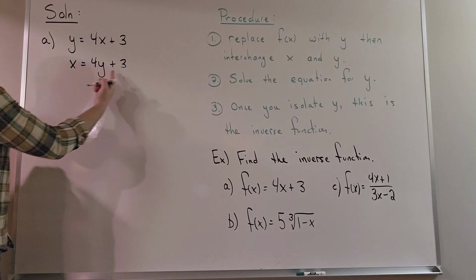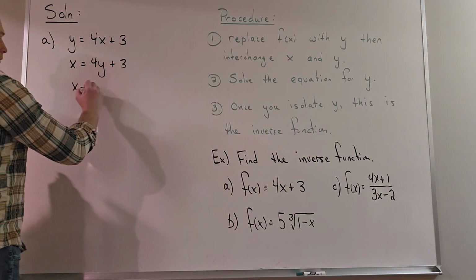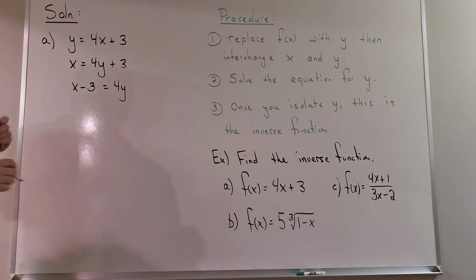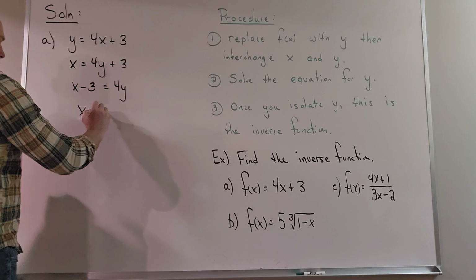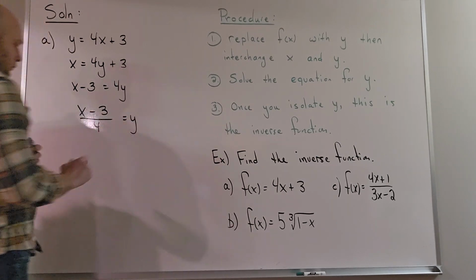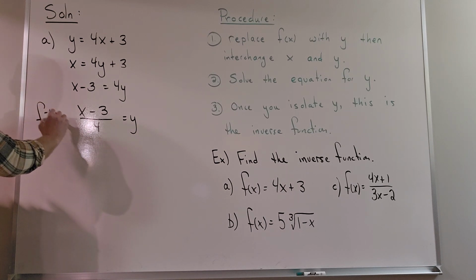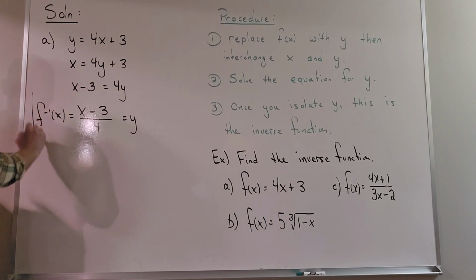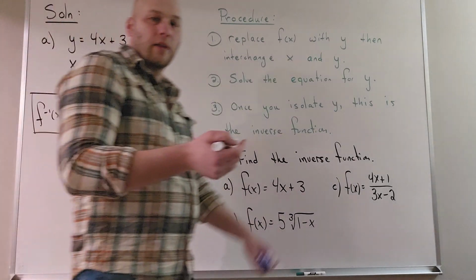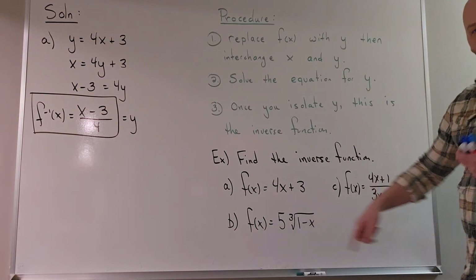Okay, so to solve this for y, I'll subtract 3 over. Then finally, I'll divide by 4. This then would be my inverse function. Okay. Swap x, y, solve for y. Okay. Now let's look at the radical function.